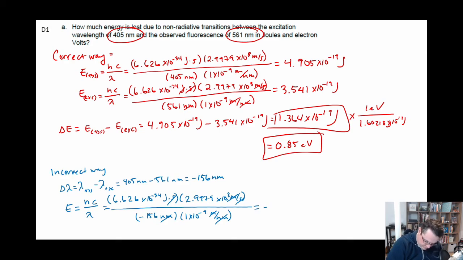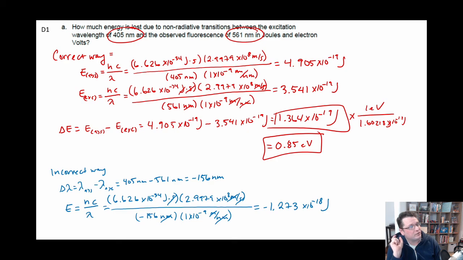So we get 6.626 times 10 to the negative 34 times 2.9979 times 10 to the 8th divided by negative 156 times 10 to the negative 9th, which gives a value of negative 1.273 times 10 to the negative 18 joules. Sorry, negative 18, right? That's pretty much a full order of magnitude higher in energy than what we got in the previous part, and essentially 2 to 3 times higher than the energies of either one of the excitations. That should be a trigger as to why doing it this way is incorrect, and why you end up with a much higher value for the energy than what is correct.